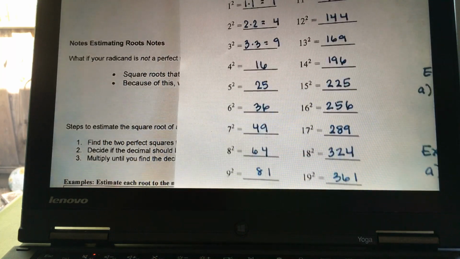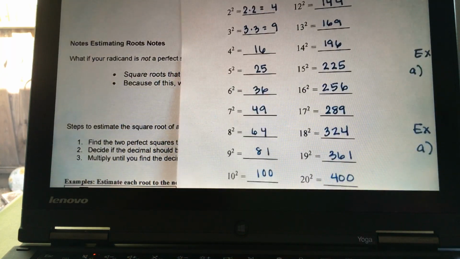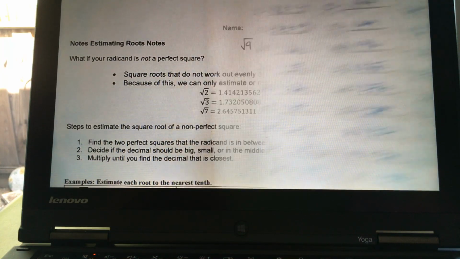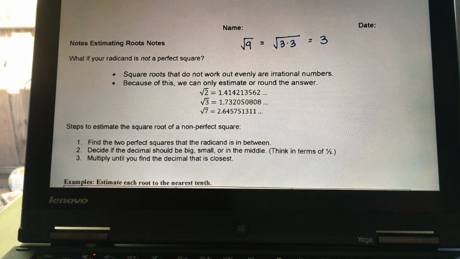We took notes last week on perfect squares. Again, I'm going to refer back to that table that we filled out. Those are all nice perfect squares from 1 to 20. So we're going to look at ones that are not perfect squares.